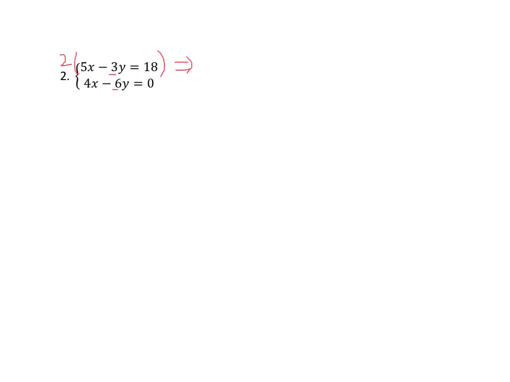2 times 5x is 10x. 2 times negative 3y is negative 6y. And that equals, you also have to multiply this times 2. 2 times 18 is 36. Okay, now let's write my bottom equation underneath it again. So 4x minus 6y equals 0. Okay, so now let's check it.